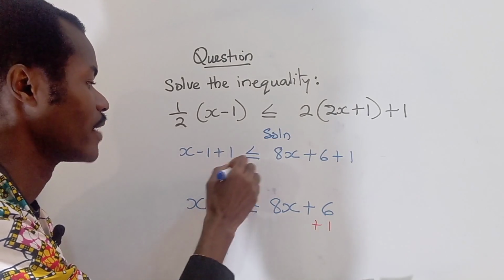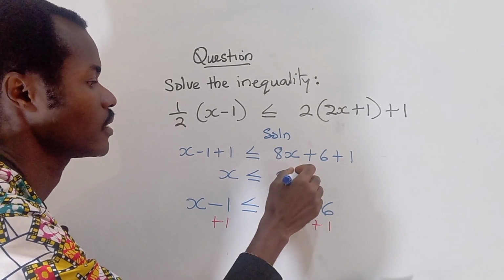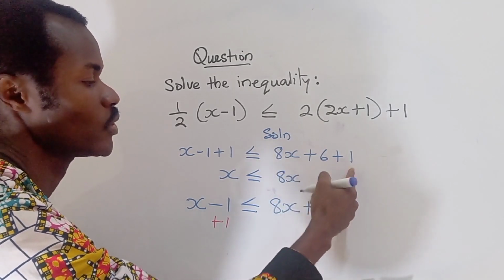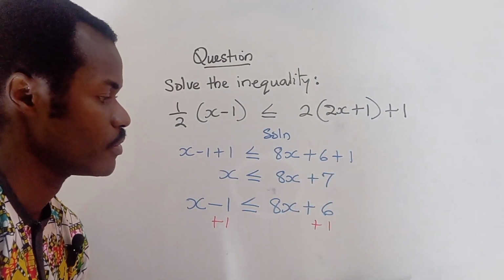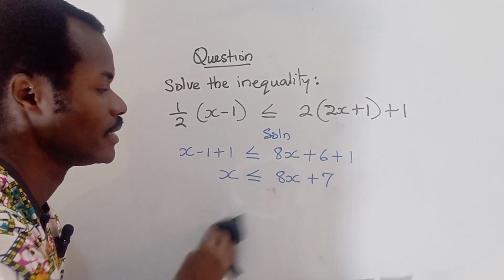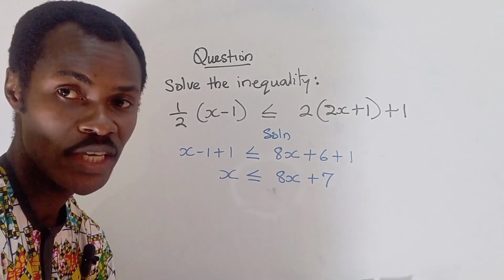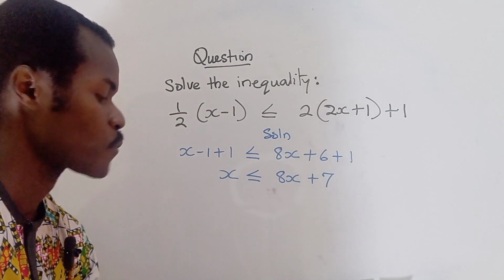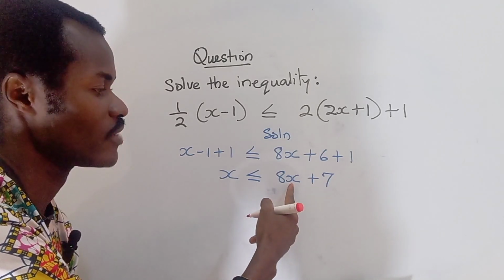So on this side, we have x, which is less than or equal to 8x. Now plus 6 plus 1 is going to give us plus 7, because 6 plus 1 is 7. Now with this, we can still solve further. Now, what do we eliminate in this case? We are going to eliminate 8x from the right hand side.